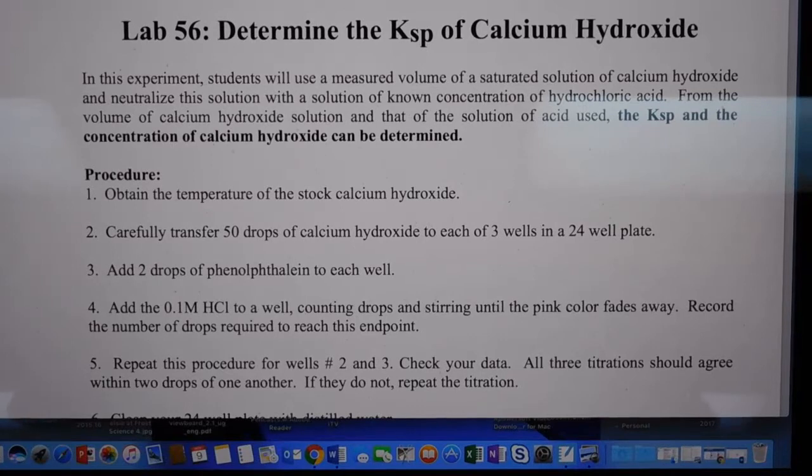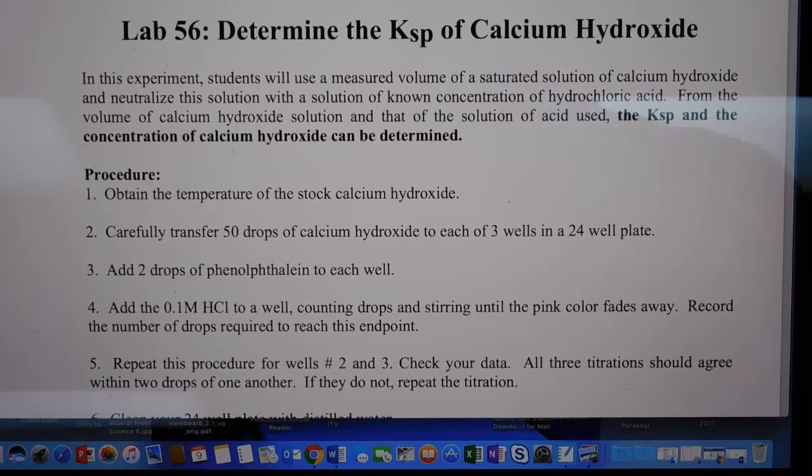This lab, determining the Ksp, solubility product constant of calcium hydroxide, is one that's going to be performed using microscale techniques. This involves titration of the saturated solution of calcium hydroxide with a 1/10 molar solution of hydrochloric acid, and we go from a solution that is basic to one that is acidic, and the indicator is going to be phenolphthalein.